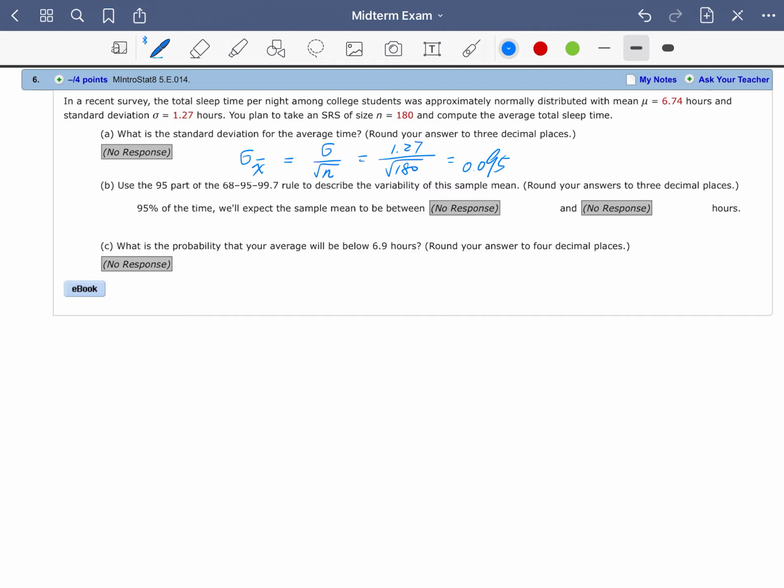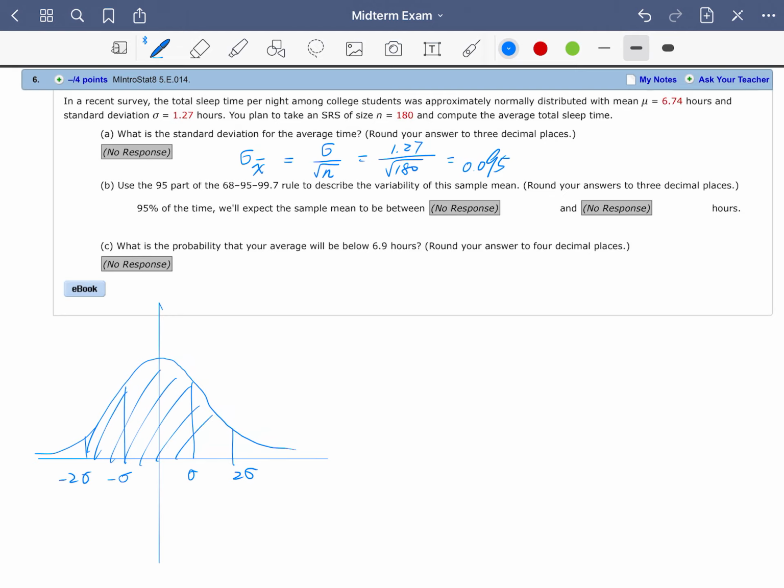And then the next one. Since the sample mean follows the normal distribution, you are asked to use the 95 part of the 68, 95, 99.7 rule to describe the variability of the sample mean. So when you have the normal distribution, the bell-shaped curve looks like this. Doesn't look nice. So yes, this is more like it. So within one standard deviation, it's 68%. And within two standard deviations, this whole part will cover 95% of all the possible values.